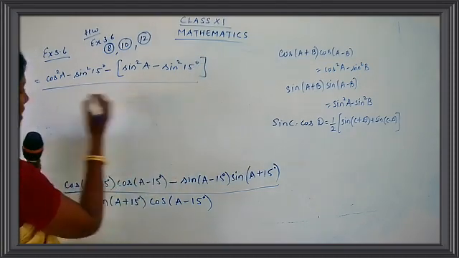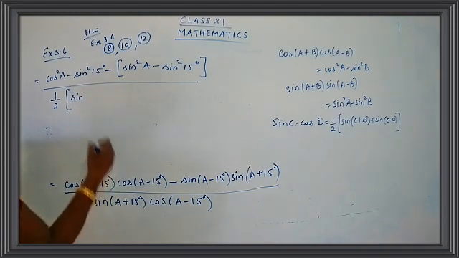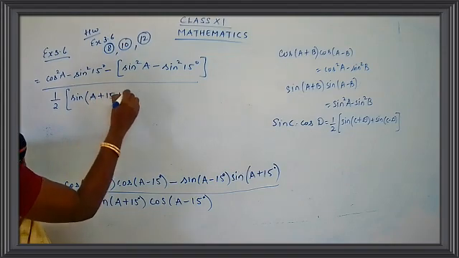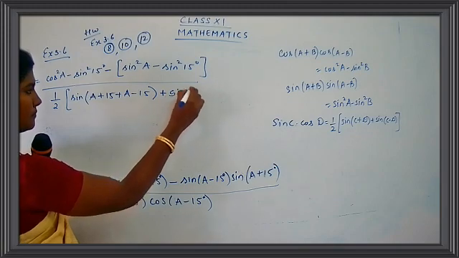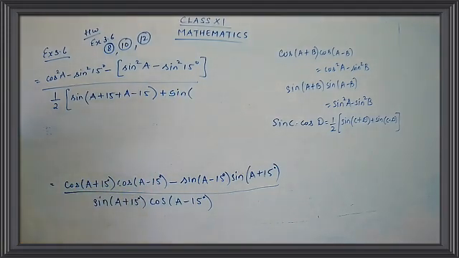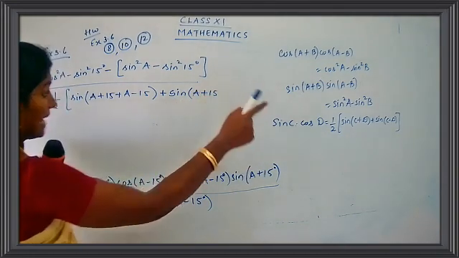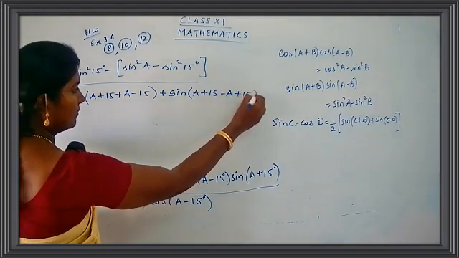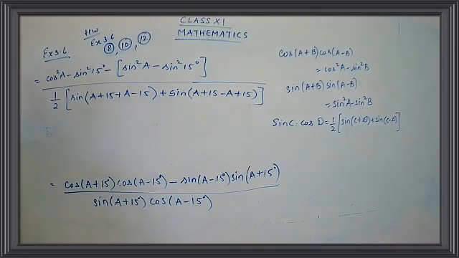upon half of sine C plus D. So A plus 15 plus A minus 15, plus sine A plus 15 minus, is there. So A plus 15, change the sign. Minus A plus 15. If you know the formulas, everything is easy. If you don't know the formula, nothing.